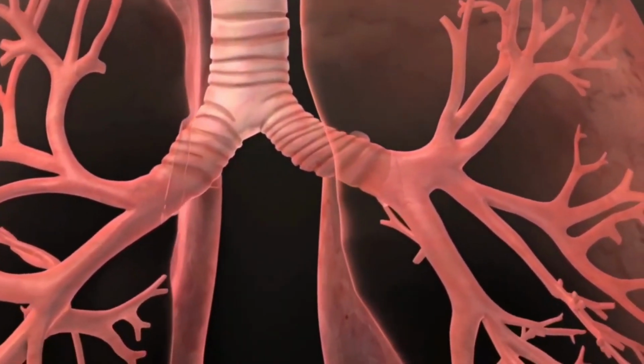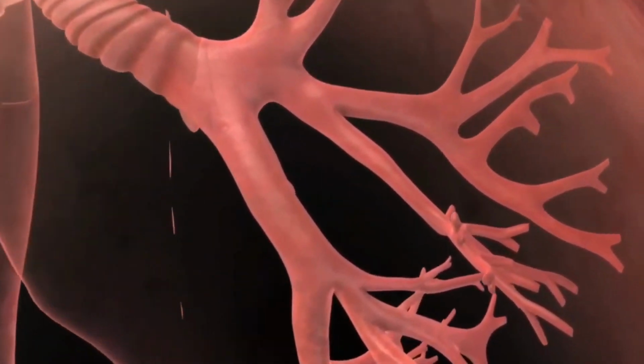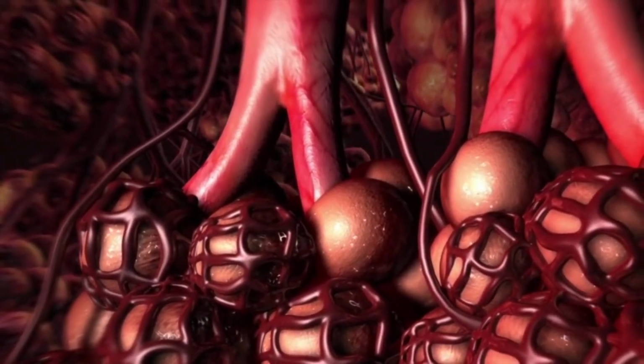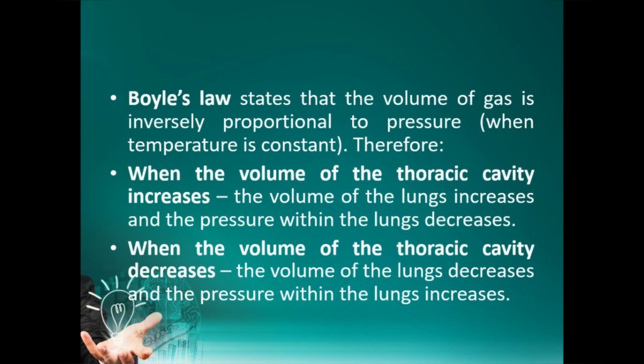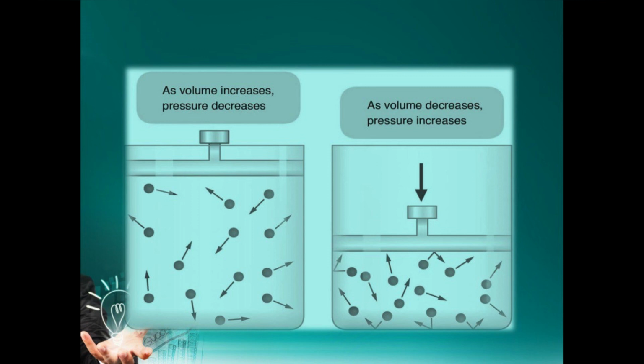During breathing, the contraction and relaxation of muscles acts to change the volume of the thoracic cavity. As the thoracic cavity and lungs move together, this changes the volume of the lungs, in turn changing the pressure inside the lungs. Boyle's law states that the volume of gas is inversely proportional to pressure when temperature is constant. Therefore, when the volume of the thoracic cavity increases, the volume of the lungs increases and the pressure within the lungs decreases. When the volume of the thoracic cavity decreases, the volume of the lungs decreases and the pressure within the lungs increases.